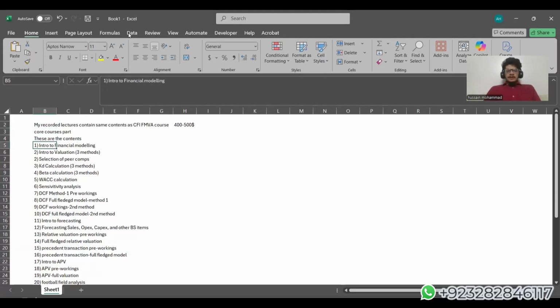Those are going to be introduction to financial modeling, and introduction to valuation, where we will do three methods of valuing a company. We will do four methods actually. I added one method, the APV method, in the last. So four methods you will learn to value a company and make the model from scratch. Selection of peer companies, cost of debt calculation we will see using three methods. Beta calculation we will see using three methods. WACC calculation we will do.